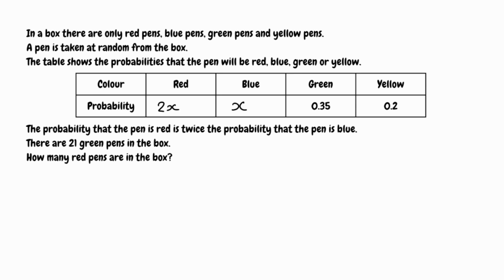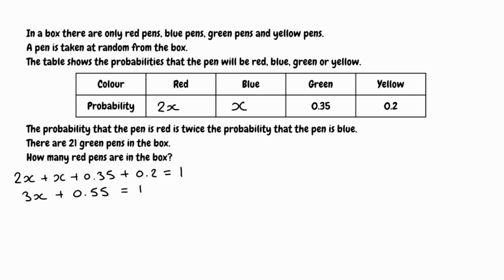So now we can complete our table, because all probabilities must add up to 1. So that means if we do 2x plus x plus 0.35 plus 0.2, that should all add up to equal 1. So now we can collect the like terms. Well, we've got 2x plus x. Well, that's going to give us 3x. We've then got 0.35 plus 0.2. Well, that's going to give us 0.55, is equal to 1.